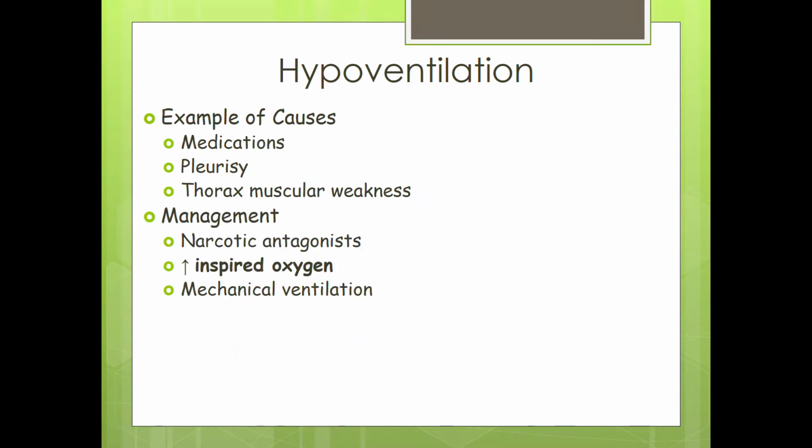So how do we manage hypoventilation? Well, we can give narcotic antagonists like naloxone or Narcan if it's due to an opioid. We always increase the inspired oxygen, so we like to put our patients on a higher level of oxygen to help support them. And in some very severe cases, we will use mechanical ventilation. Okay, so we will put someone on a mechanical ventilator.